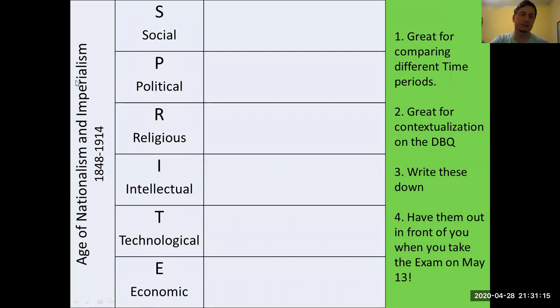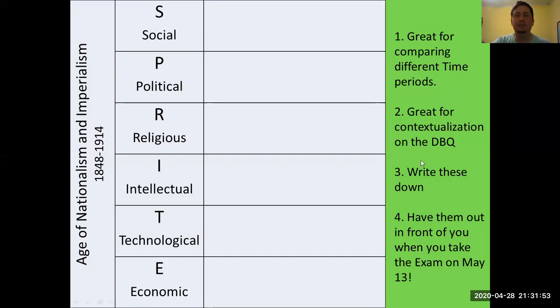This is the sprite. This is the title, Age of Nationalism and Imperialism, 1848 to 1914. So for 2020, this is the last chunk of the class. And of course, you've got your social, political, religious, intellectual, technological, and economic categories, and make sure, again, to write this down. Studies show that if you write it down with your hand instead of typing it out with your fingers, you remember it much, much better. This is a great resource to have out in front of you during that AP Euro DBQ exam that you're going to have on May 13th.